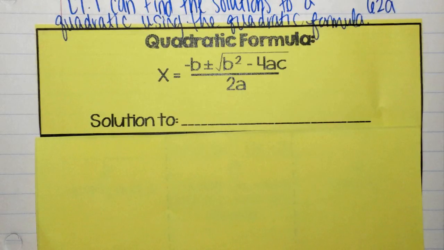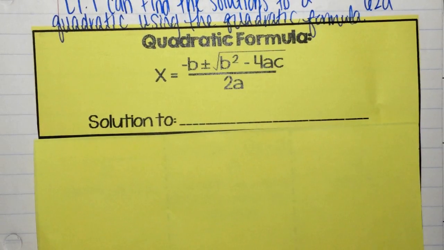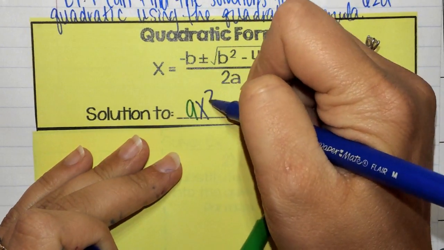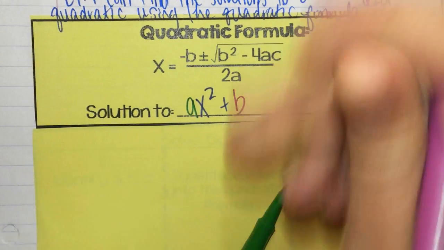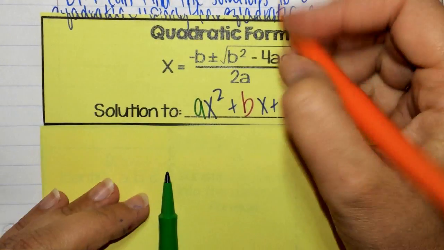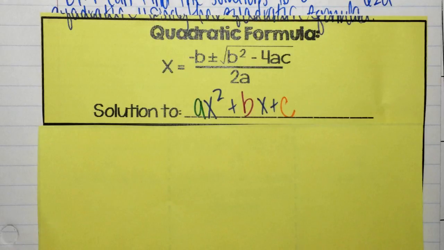All right, so you only use that when you have a quadratic, which is, what is a quadratic? What's our standard form? AX squared plus BX plus C. Yes, very good. Take a point. So it's Ax squared plus Bx plus C. And what must it equal to be a quadratic we can use this on? 0.